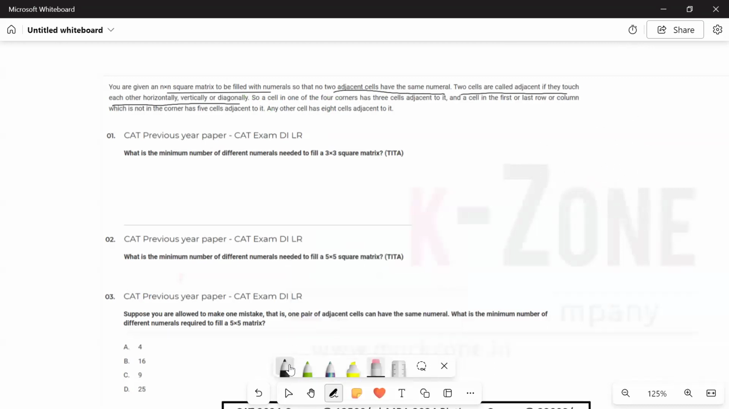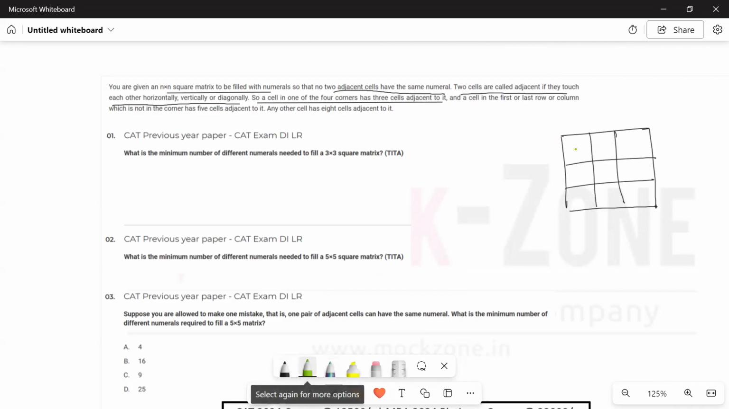Okay, if the corner cell is being discussed, a cell in one of the 4 corners has 3 cells adjacent to it. What does this mean? Let's say we have a 3 by 3 grid. If we talk about the corner cell, which is this one, it will have 3 cells adjacent to it. Which ones? Horizontally, vertically, and diagonally. 3 cells adjacent to it.